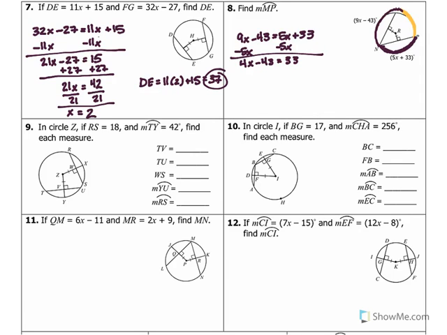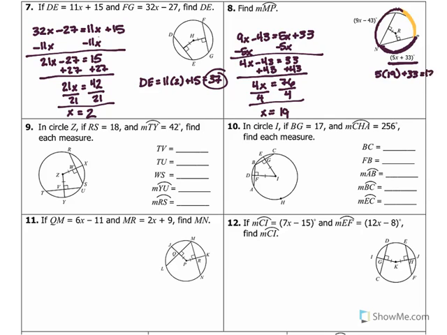And then let's go ahead and add 43 to both sides. Going to divide by 4. And we should get x equals 19. So now we need to plug that 19 in to find the measure of this. So let's do 5 times 19 plus 33.